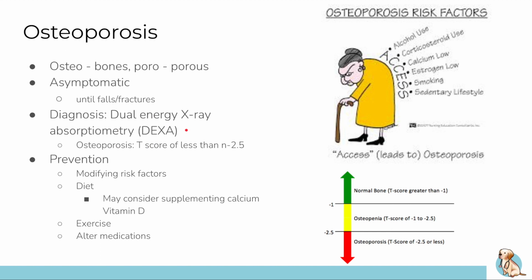DEXA scores are the investigation used, and a standard deviation of less than -2.5 is defined as osteoporosis. To prevent osteoporosis, the first line is usually lifestyle factors, modifying risk factors: smoking cessation, alcohol reduction, increasing calcium in the diet if you can, increasing exercise, changing medications such as corticosteroids if you can. Supplementing calcium and vitamin D may also be useful.